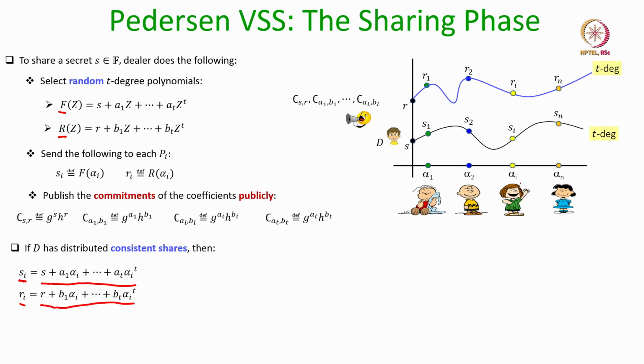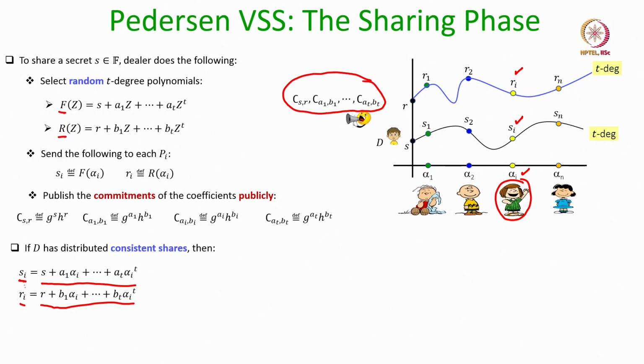Now, notice that this ith party will have only alpha i, it will have only Si, only Ri, and of course, it will have this full commitment vector. It does not know the full f polynomial and it does not know the full r polynomial. How can it verify whether indeed Si is equal to f of alpha i and Ri is equal to r of alpha i, where the r polynomial and f polynomial coefficients are committed?